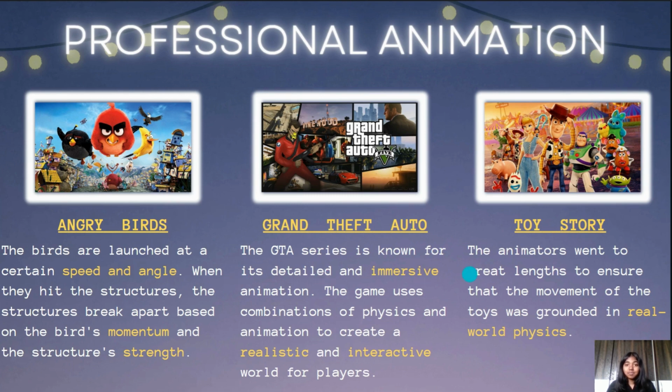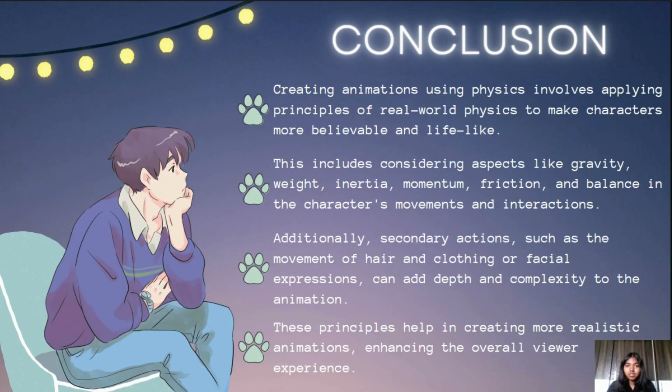The GTA series is known for its detailed and immersive animation. The game uses combinations of physics and animation to create a realistic and interactive world for players. It includes character animation, vehicle physics, environmental interactions, collision physics, character physics, etc. A great example of physics in professional animation is the Pixar film Toy Story. In this film, the animators went to great lengths to ensure that the movement of the toys was grounded in real world physics. Let's go through the summary.